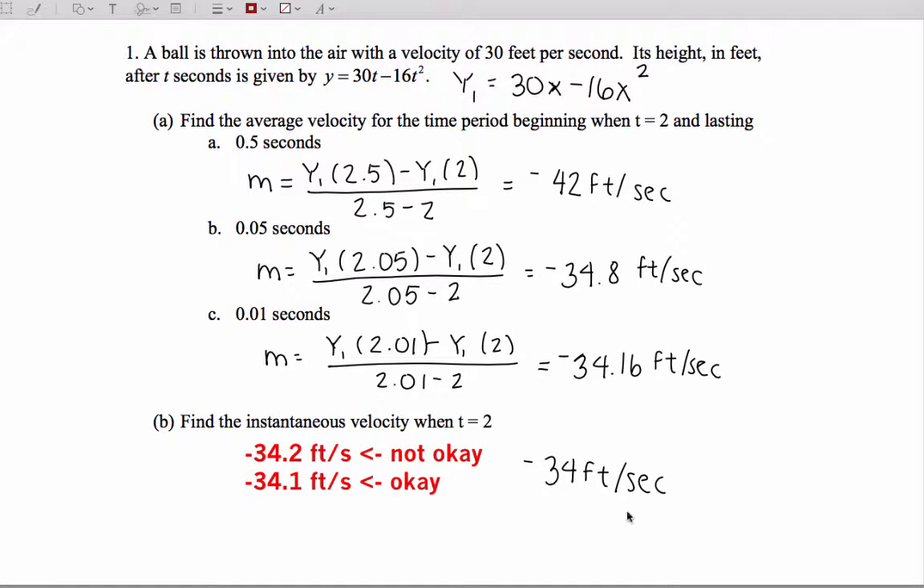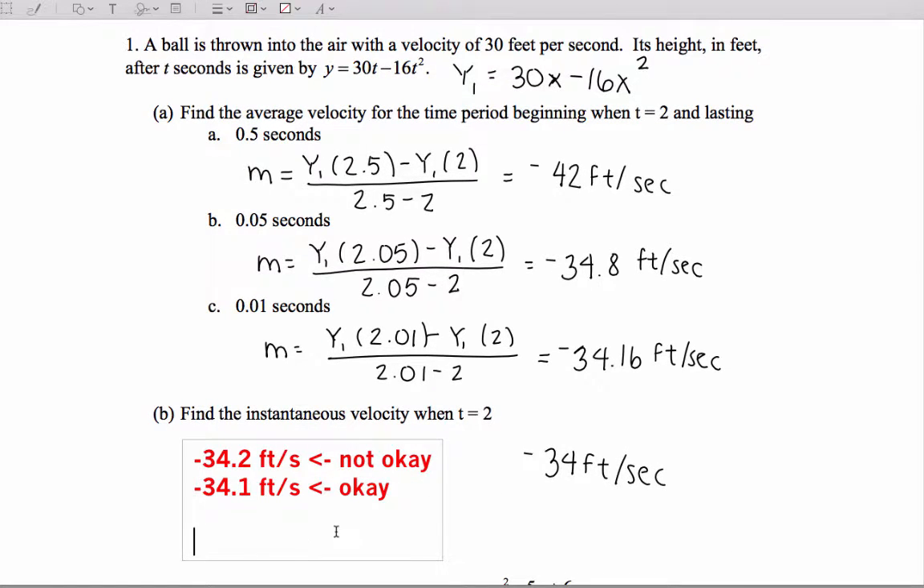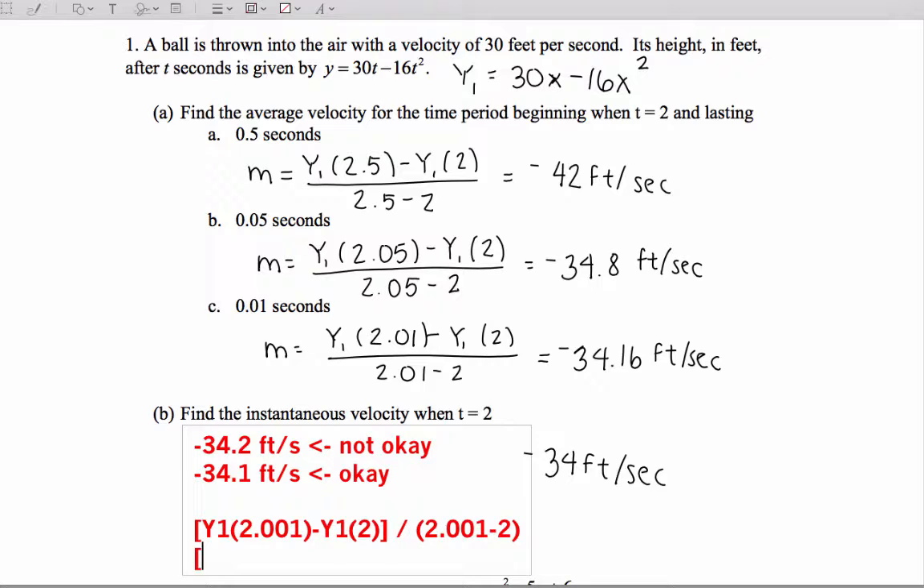Okay, so I just want to make sure that you understand this. Now, if this was a quiz, and I only asked you part B, and there was none of this part A, all I would do for that is I would look at 1.99 and 2.001, so the slope between those two. So I would have done y1 of 2.001 minus y1 of 2 all over 2.001 minus 2, and I also would have looked from the other side.